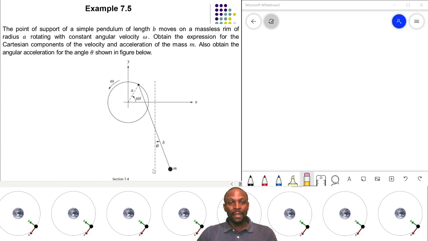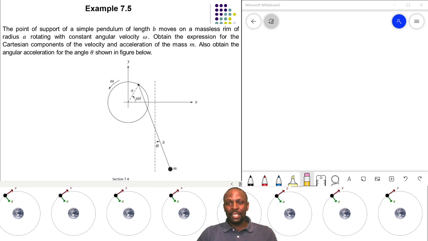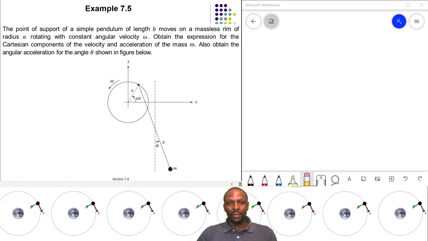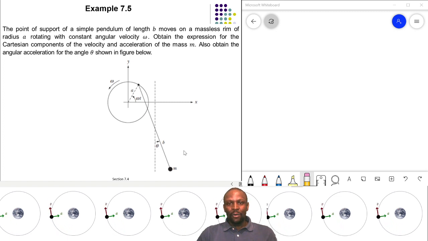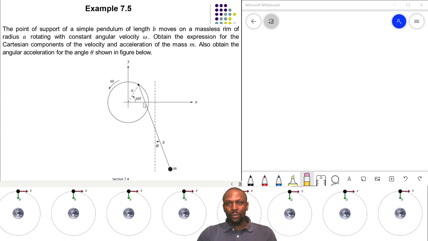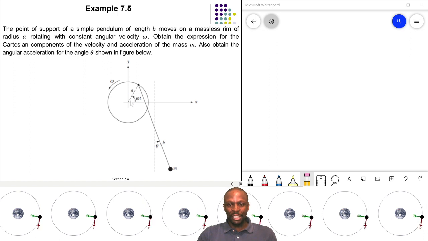Obtain the expression for the Cartesian components of the velocity and acceleration of the mass m, and also obtain the angular acceleration of the angle theta shown in the above. Now for us to be able to get the velocity, we need to get the position first.